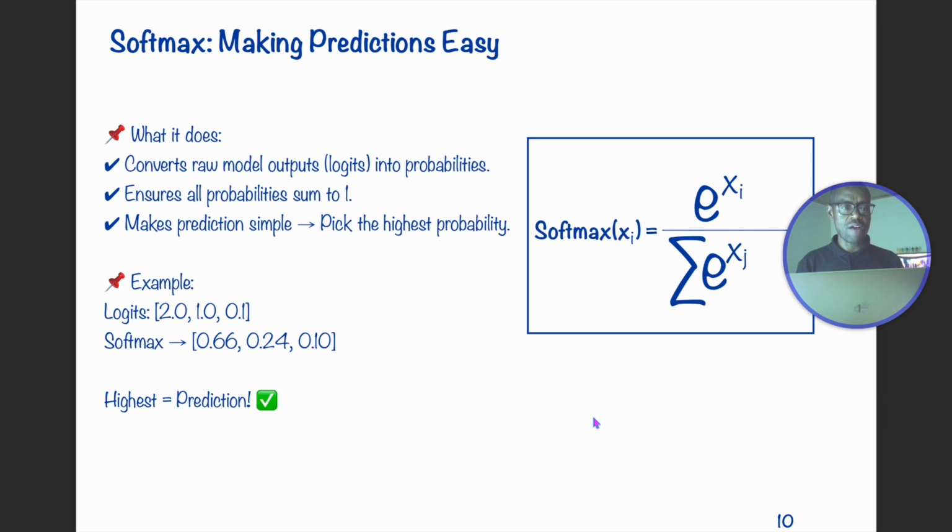For example, if we have the logits, the raw model outputs, as 2, 1, and 0.1, it will turn them into probabilities, and the highest probability will be the correct prediction. This is the formula for softmax.